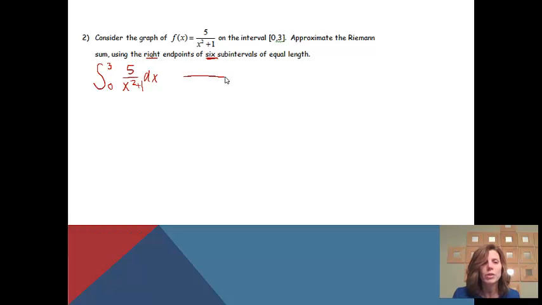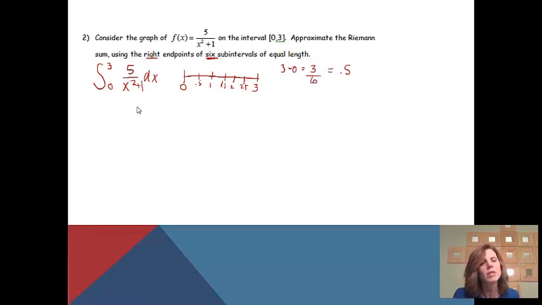I'm first of all going to draw that chart that I drew on my last problem. I know I'm going to go from 0 to 3. So the distance between those two, 3 minus 0, is 3. And I need to break them up into 6 subintervals. So 3 divided by 6 would be 0.5. So each one of them is going to have a distance of 0.5 between them. So we'll have 0.5, 1, 1.5, 2, 2.5, and 3. So that's what my chart's going to look like.